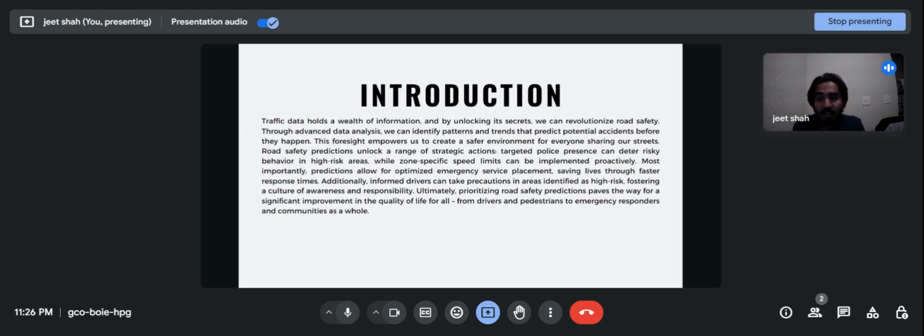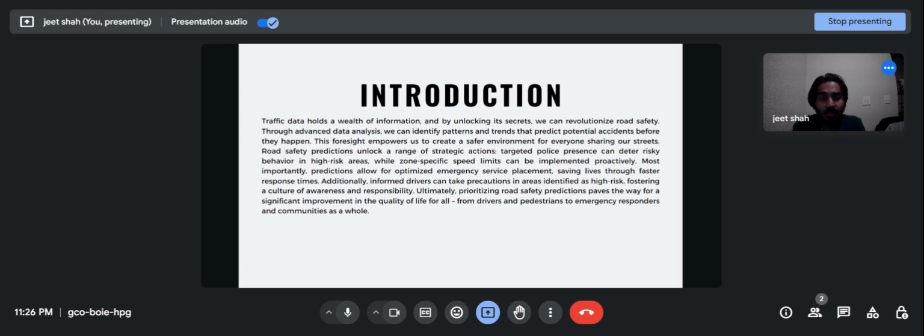Like there might be certain areas where people tend to use the phone more while driving, which is very dangerous for the other person. So we can have police look into those matters. By predicting accident hotspots, we can implement zone specific speed limits. If there are places with high speed limits and we are experiencing a lot of accidents, we can lower the speed limit so that everyone can drive safe.